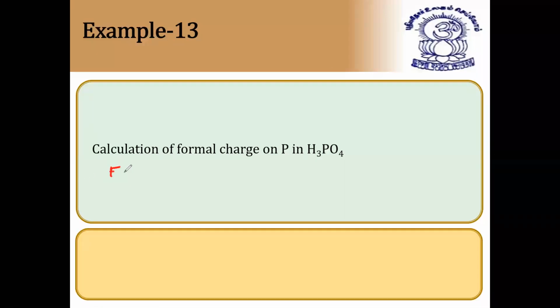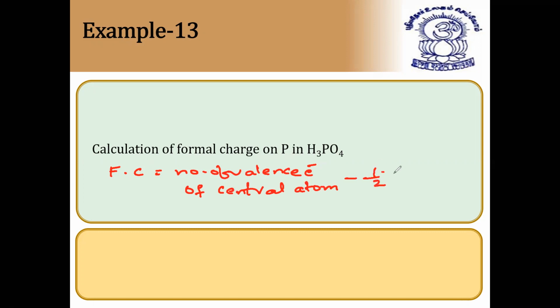Formal charge is equal to the number of valence electrons of the central atom, minus 1 by 2 into the number of shared electrons or bond pairs, minus the number of unshared electrons. So this is most important. Let us see now.